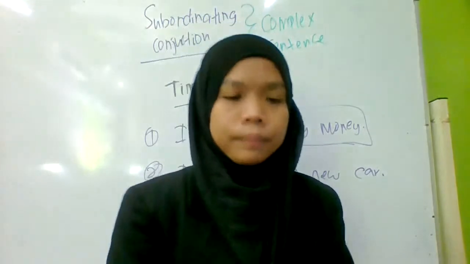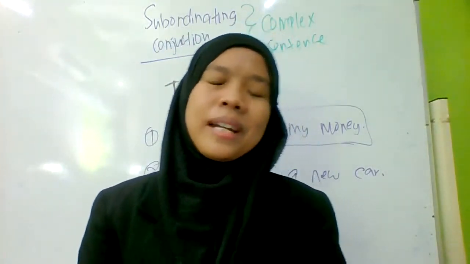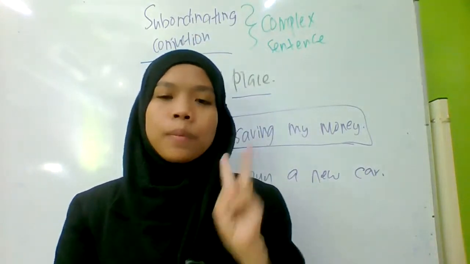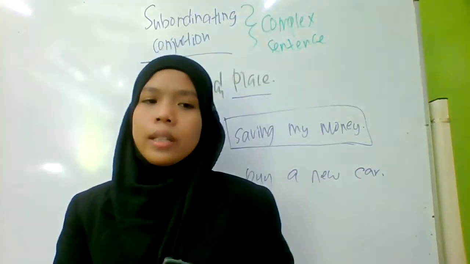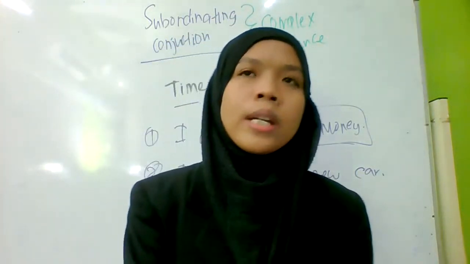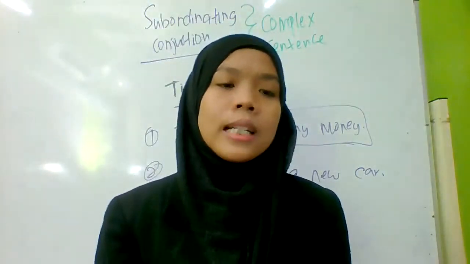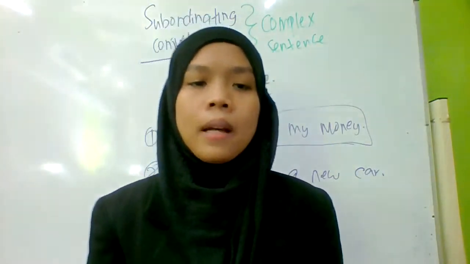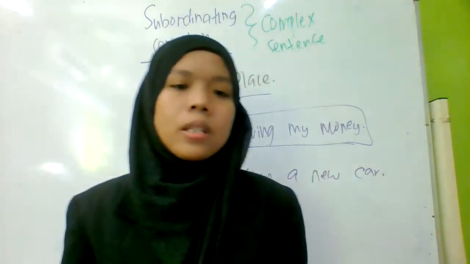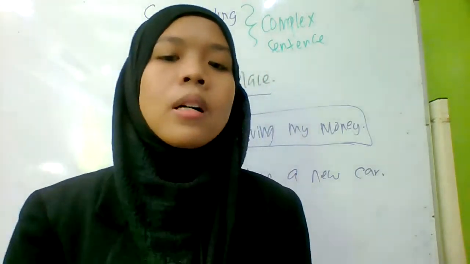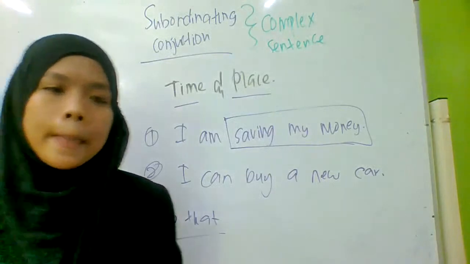So that's too many. I hope you get a clear idea of the two types of subordinating conjunctions. The first one shows cause and effect. The second one signals the time and place. But we just cover time, because next class I'm going to go deeper into place. So that's all for today.